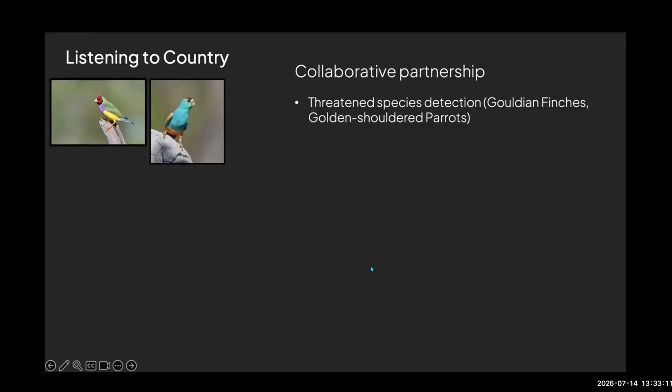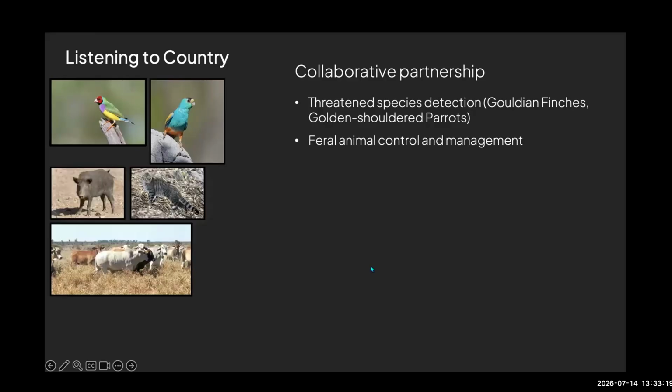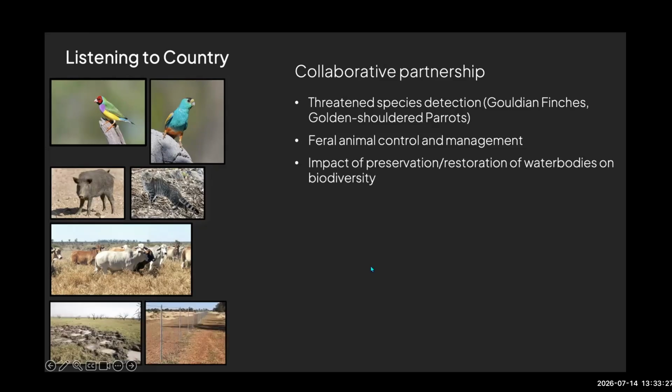There's an interest in threatened species detection, particularly Gouldian finches and golden-shouldered parrots, which are really important to the groups. Feral animal control and management, and particularly what the impact is once you start controlling those feral species. The impact of preservation and restoration of water bodies on biodiversity. They've been really badly impacted by ungulates, and so once you actually protect those water bodies, what does that mean for biodiversity?